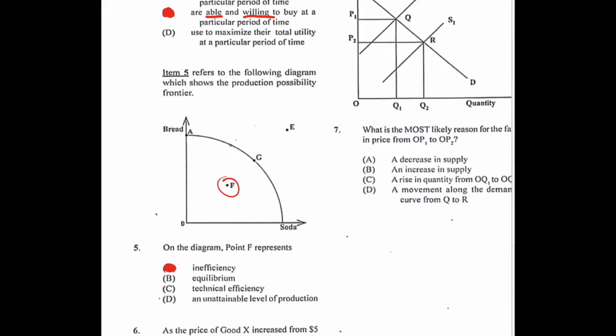So allocative meaning that it's produced in a way where consumer and producer surplus are being maximized, as well as the fact that they're done at the lowest cost possible. So along this line, it's efficient, but in this area, we're being inefficient either with how costly it is to make it, or essentially seeing that it's not in a combination, or we're not producing enough bread or soda in accordance with what society wants. So that's why it's inefficient.